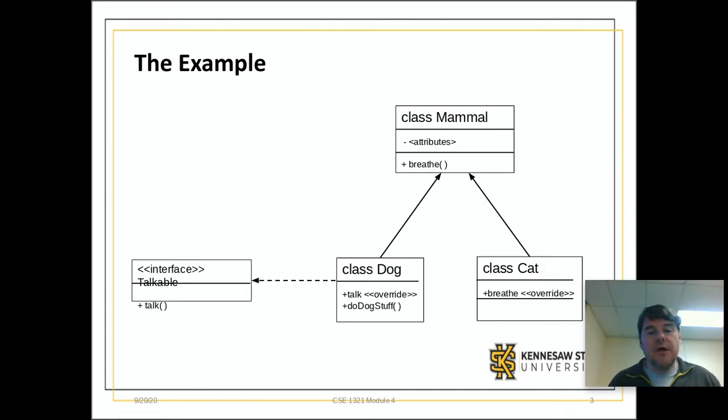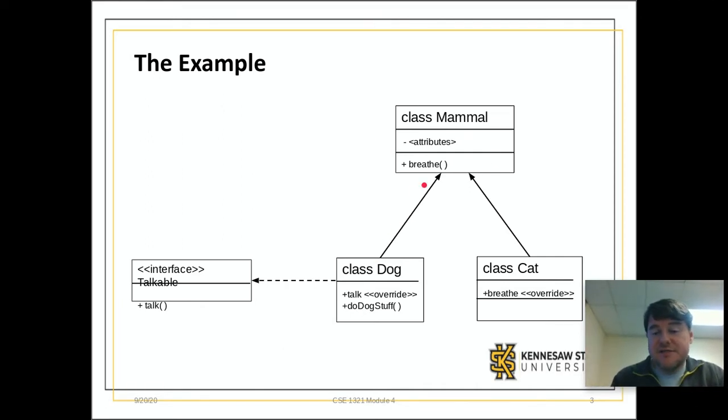So here we have a UML diagram, and pretty common. We have at the top a class called mammal. It has one method called breathe. You can see that method has a plus on front of it, so that is a public method breathe, and it has some attributes, whatever. They're not relevant to this example, so we're not listing them out. They're private because it's a minus.